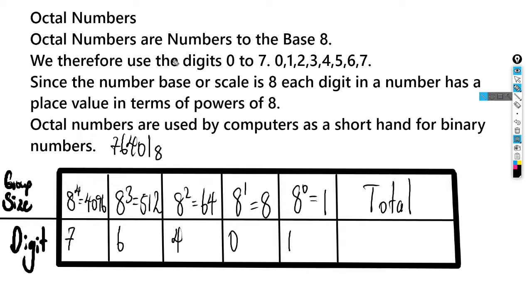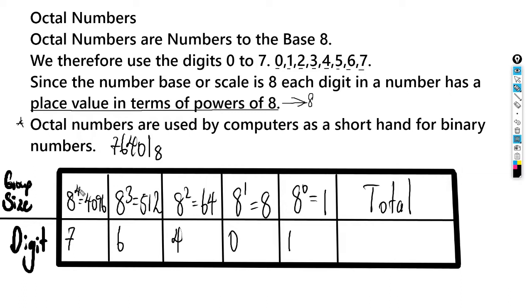So today we're going to be looking at octal numbers, and octal numbers are numbers to the base 8. We therefore use the digits 0 to 7, which is 0, 1, 2, 3, 4, 5, 6, and 7. Since the number base or scale is 8, each digit in a number has a place value in terms of powers of 8, just like base 10, just like base 2, just like base 4, except it's in terms of powers of 8. Octal numbers are used by computers as a shorthand for binary numbers. This is just an application of what it's used for.